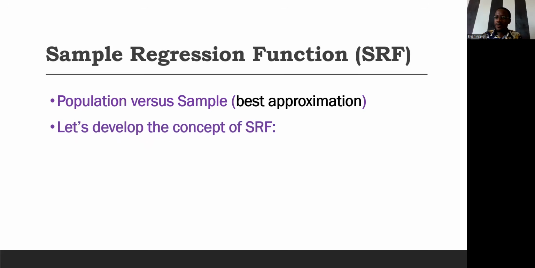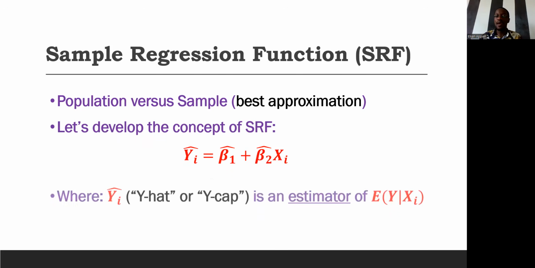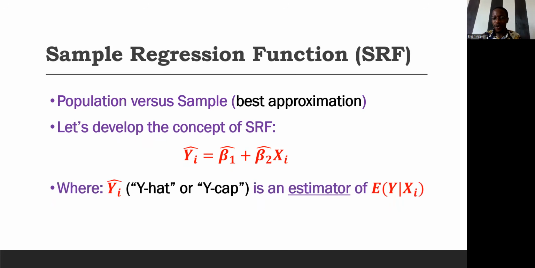So we developed the concept of the sample regression function because we are using a sample for estimation. This time around, in order to differentiate this one from the population, we just introduce an accent on top of some of the variables, the dependent variable, and then the coefficients, right? So we see that accent there. What does that mean? The Y with the accent means Y hat or Y cap. So that is what it is called. And that Y hat or Y cap is simply an estimator of the expected value of the population that we are estimating, given the values of X. So the Y hat is an estimator of the population.